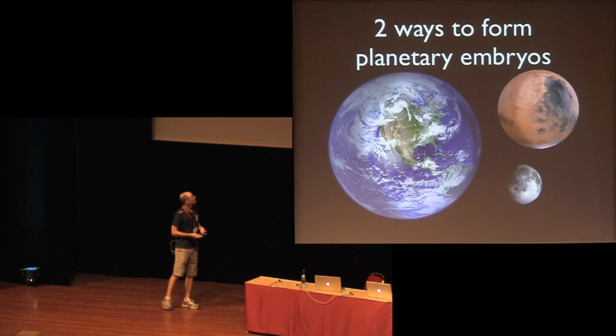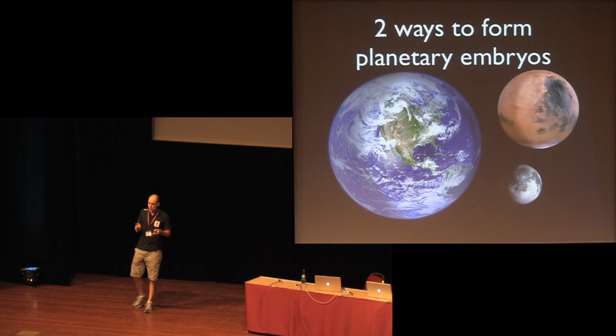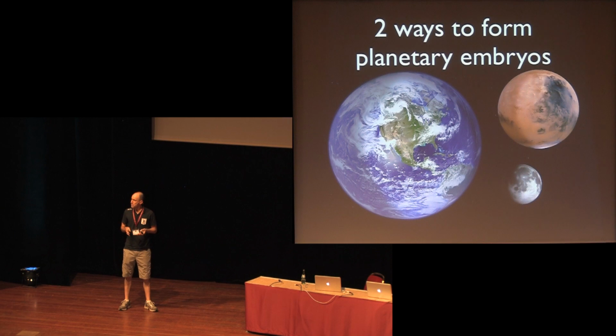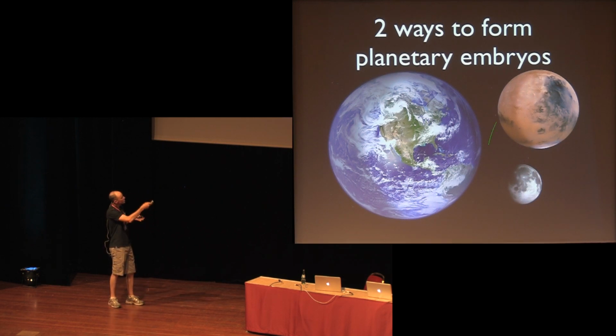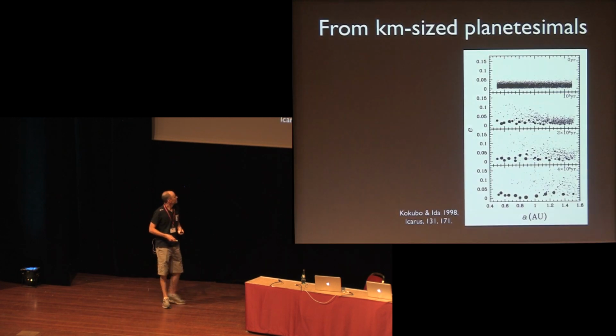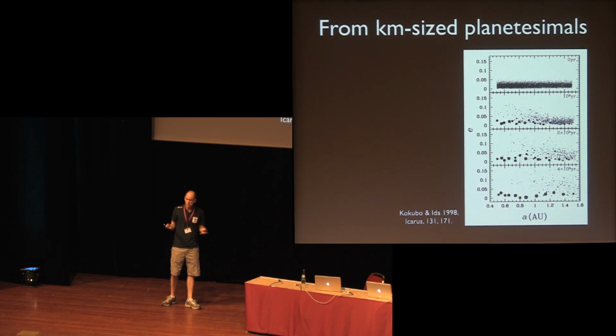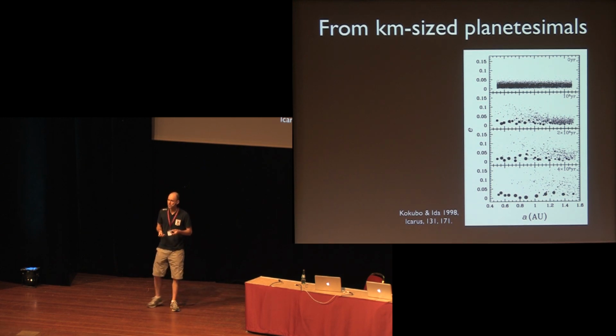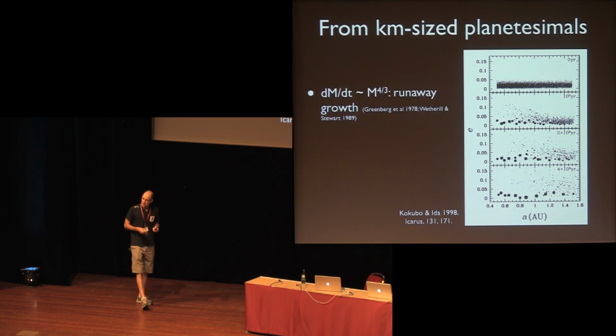So let's get started. First, I'm going to cover just briefly two different ways of forming planetary embryos. And so remember, these are planetary embryo-sized things, the Moon and Mars. The classical picture of planetary embryo formation is that they form from a sea of planetesimals. And they form by two distinct processes.